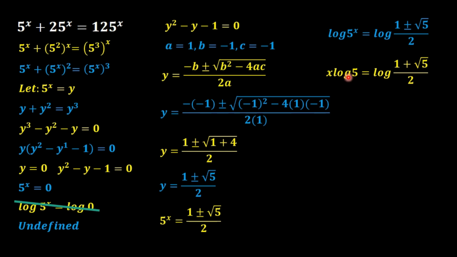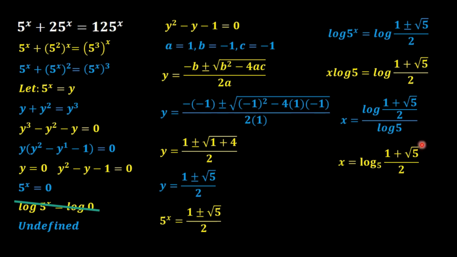So this log 5 value will move from one side of the equation to the other side. As a result, we should get x equal to log of (1 plus the square root of 5) over 2, divided by log 5. And we can write this as log base 5 of (1 plus the square root of 5) over 2, and this is the answer for the value of x for the expression 5^x plus 25^x is equal to 125^x. The answer for this x is equal to log base 5 of (1 plus the square root of 5) over 2.